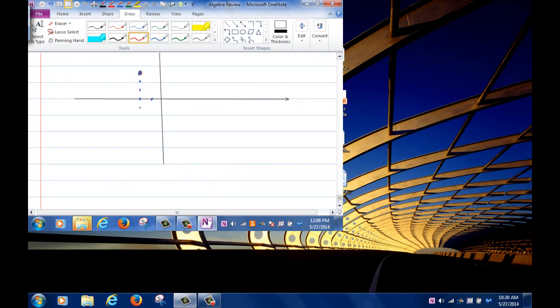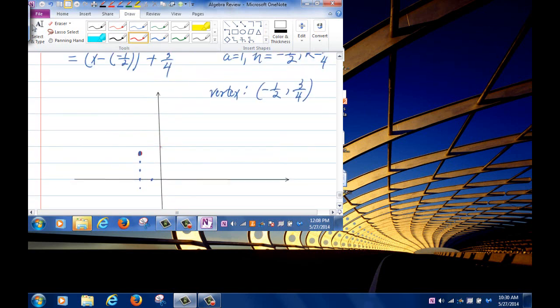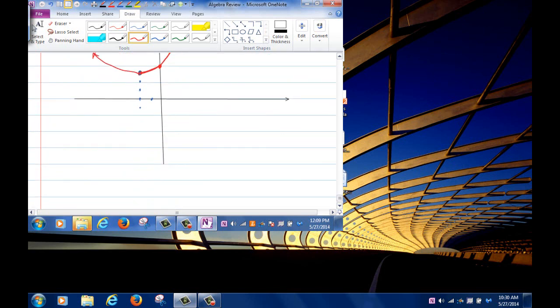Y-intercept. So I know that y would be, remember the height is 3/4, so this is where 1 is, right? So my parabola looks like, okay, that was a bad drawing, but you can live with that. So that's the parabola that we get, okay? That's the vertex. Okay. Any questions on that?